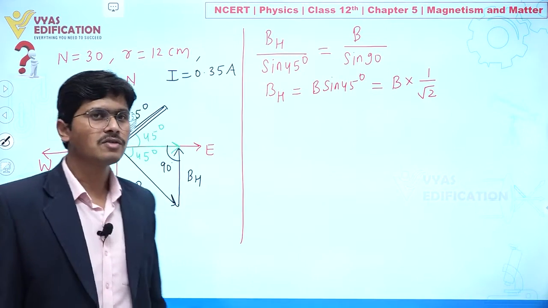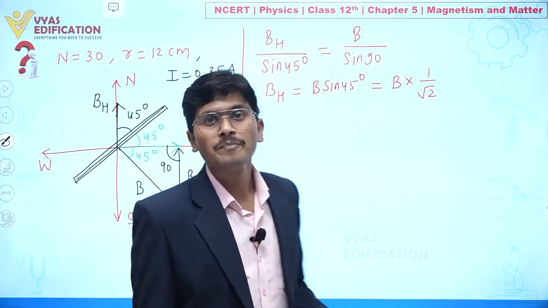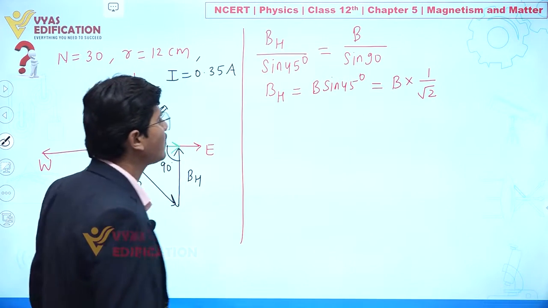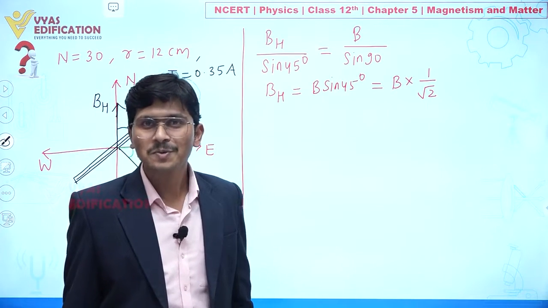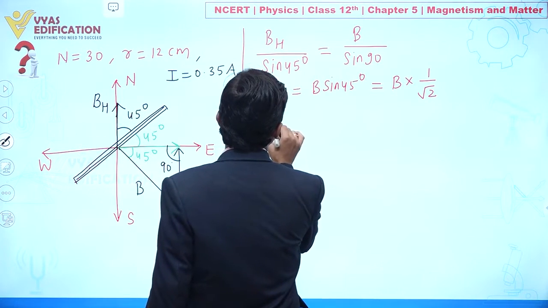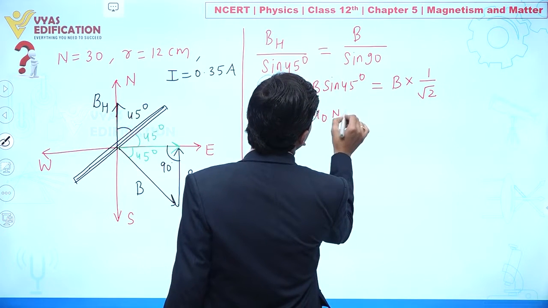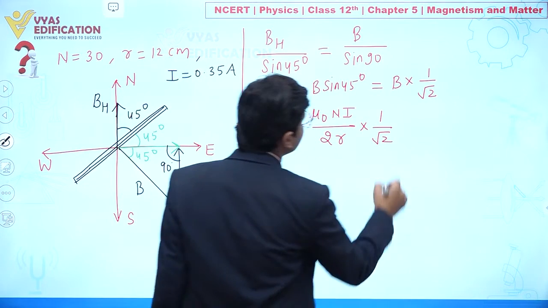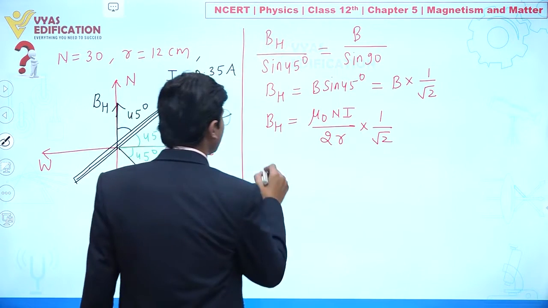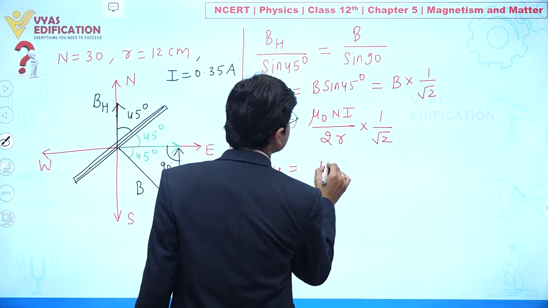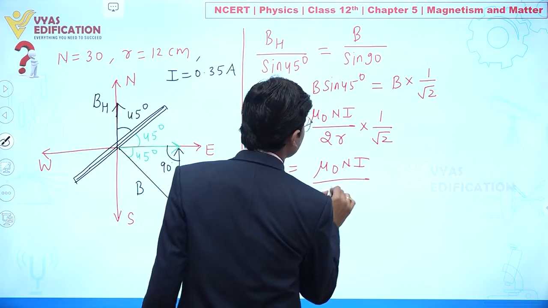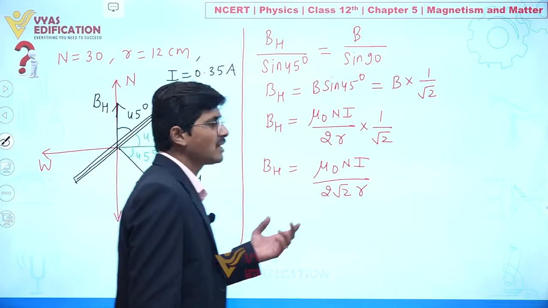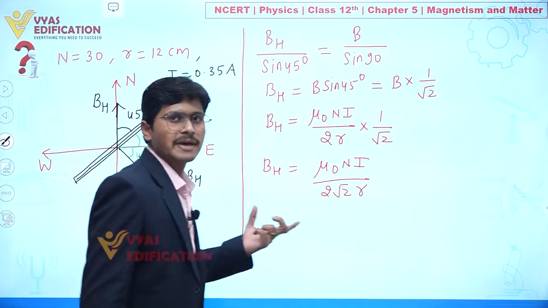Now we know we have a circular coil and it is a current carrying circular coil. So what is the value of magnetic field due to this circular coil at the center? It is given by mu naught nI upon 2r. Yes. So we can write the value of BH is given by mu naught nI divided by 2r multiplied by 1 by under root 2. Clear to everyone? So from here I can write BH is mu naught nI divided by 2 under root 2 r, clear? Now I can put in all the values and get the value of the horizontal component of earth's magnetic field, clear?